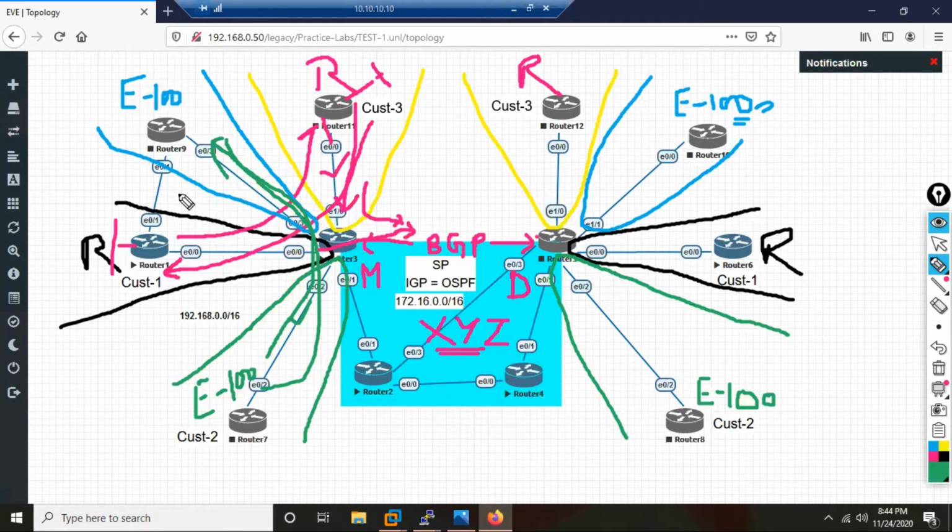Okay, this is one problem locally. Now let's assume that there is no RIP, and here also let's say this is not EIGRP 100, but EIGRP 200. So you have two different customers. One is running EIGRP 100 and one is running EIGRP 200.